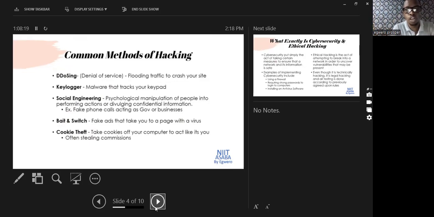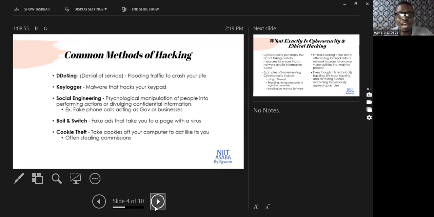So we are still on common methods of hacking. We have DDoSing, which means Denial of Service: flooding traffic to crash your system. That's what they do on WhatsApp. They enter a group, and the next thing you see is 1 million posts at once. Their intention is to run down that system so that they can take advantage. So in the process, you click on what you're not supposed to click because the traffic is high.